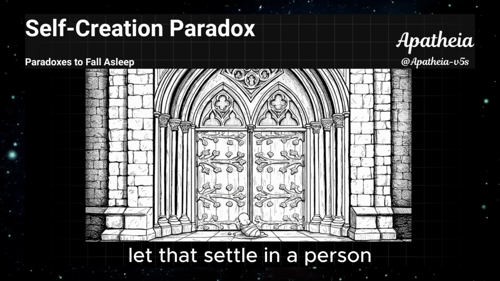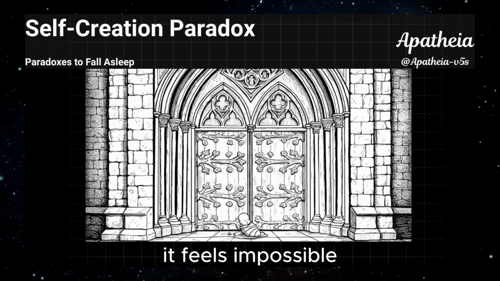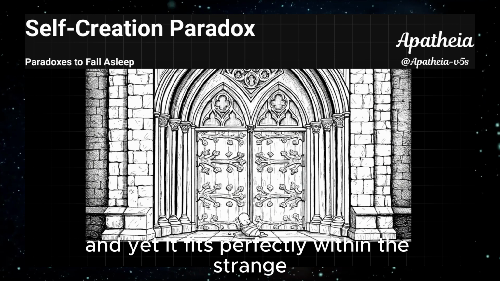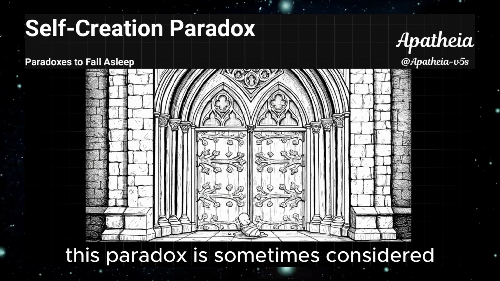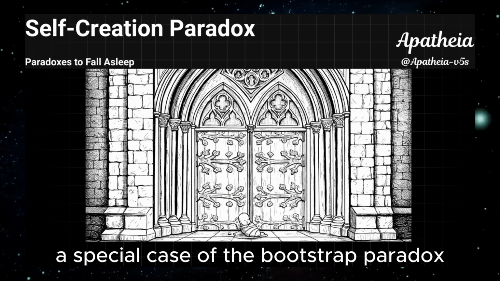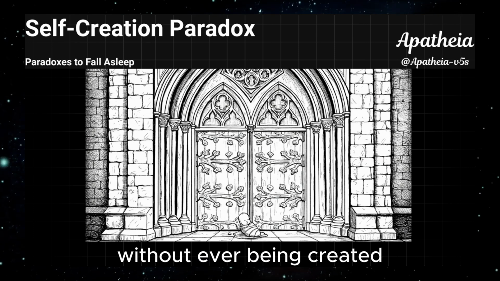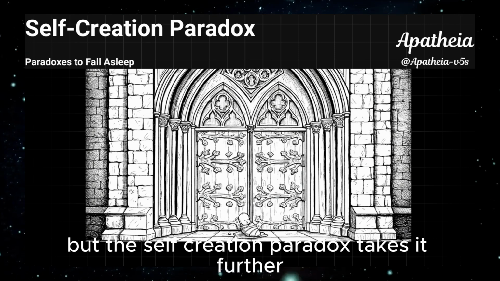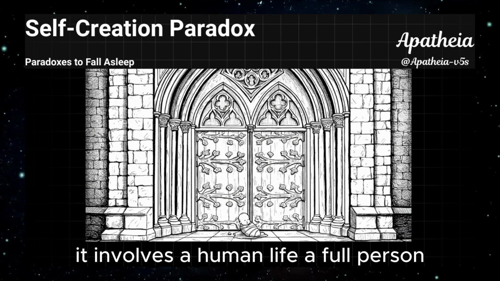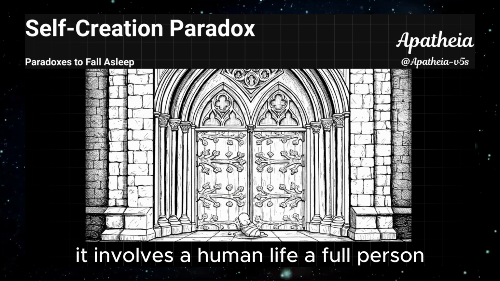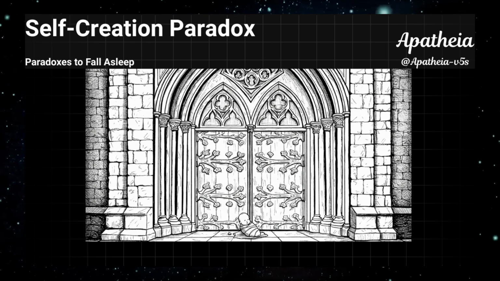Let that settle in. A person who is both the cause and the result of themselves. It feels impossible, and yet it fits perfectly within the strange, swirling logic of time travel. This paradox is sometimes considered a special case of the Bootstrap Paradox, where an object or piece of knowledge comes into existence without ever being created. But the self-creation paradox takes it further. It doesn't just involve an object or idea, it involves a human life. A full person. One who creates themselves through time.